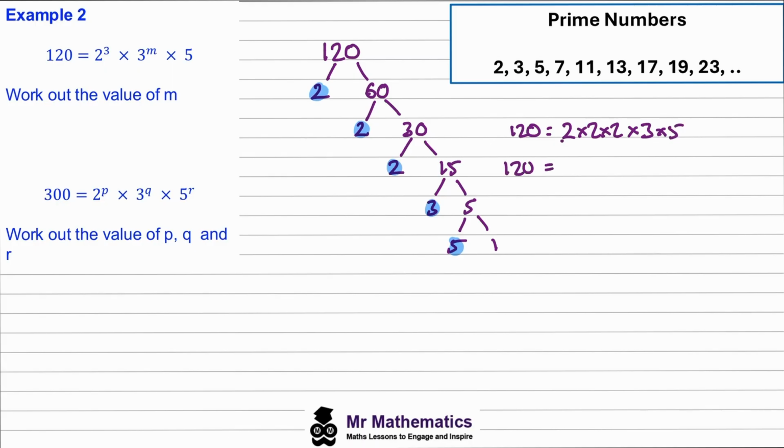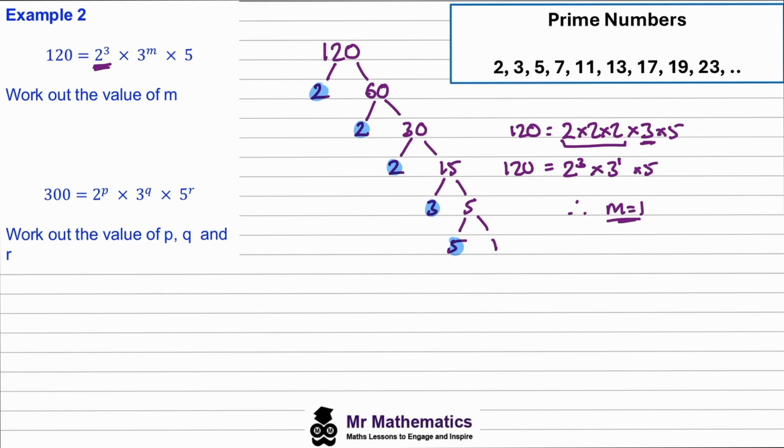Now using powers, we can write this as 2 cubed, which is what we have here. And then we've got 3, or 3 to the 1, multiplied by 5. So you can see this 1 would be the power m. So therefore, m must equal 1. Okay?